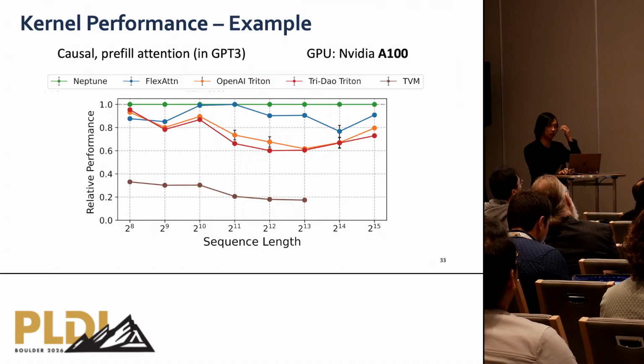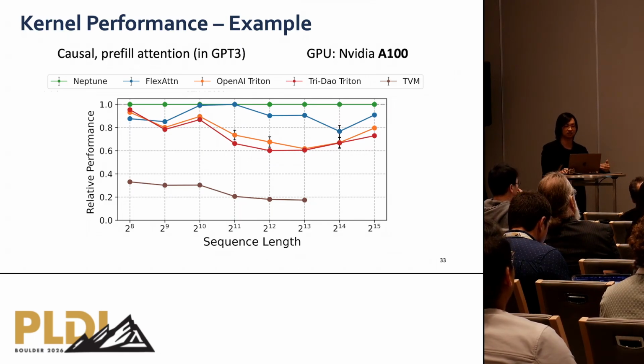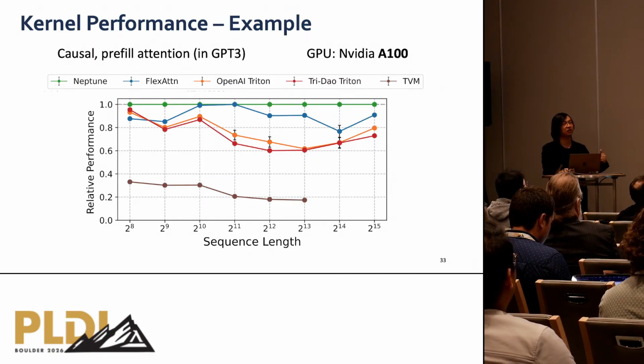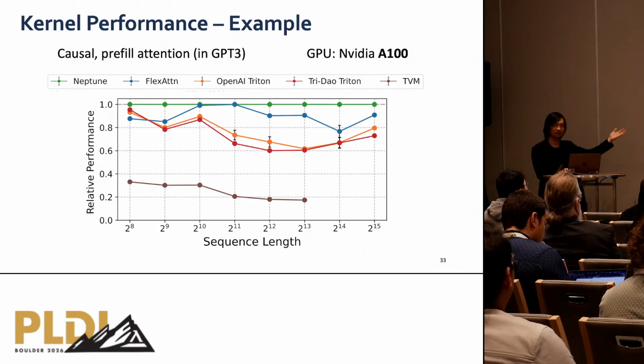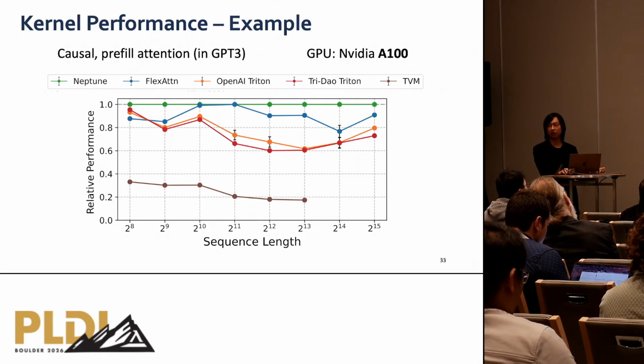How do we read this? Well, this is one setup on the NVIDIA A100 GPU with the causal prefill attention operator. And we are varying the sequence length on the x-axis. On the y-axis is the performance. Higher is better, and it's all normalized relative to Neptune. That's why Neptune is this green line here that always stays at 1.0. And you can see in this setup, across all the sequence lengths, Neptune consistently outperforms all the other baselines here, including FlexAttention from PyTorch, Triton manually written kernels, as well as TVM, the compiler.